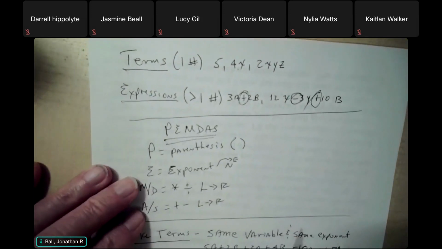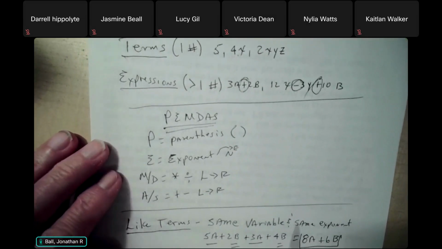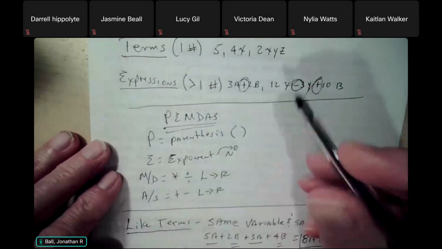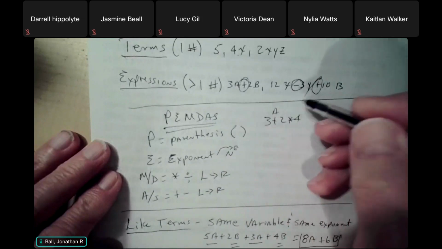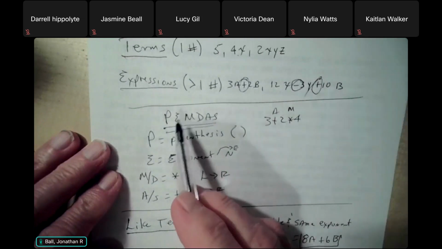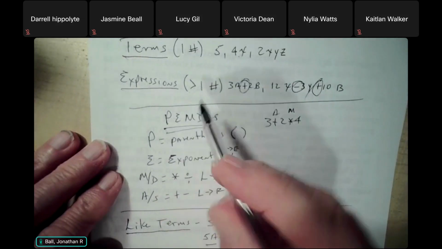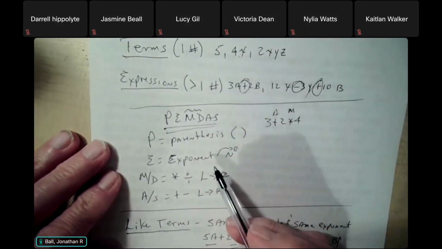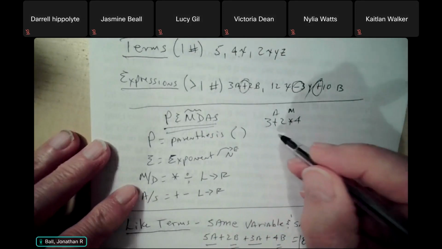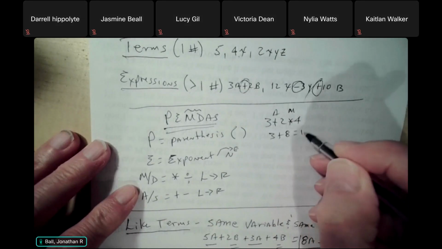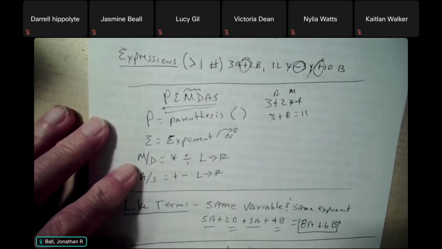PEMDAS, probably the most used thing we do in mathematics is this order of operations. The first thing you do, for instance, if you have 3 plus 2 times 4, we have addition here and we have multiplication here. Do we have parentheses? No. Do you have an exponent? Yes. Now, multiplication, division, they're like twins. You do whichever one comes first from left to right. So we're going to do multiplication first. So it's 3 plus 8, which is 11. Everybody got this? This is not going away. You're going to see this forever.